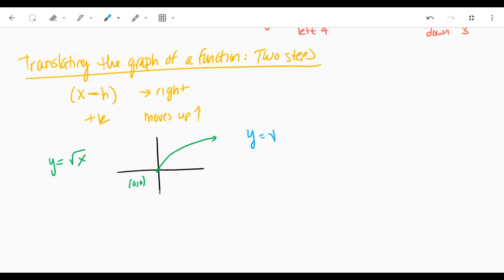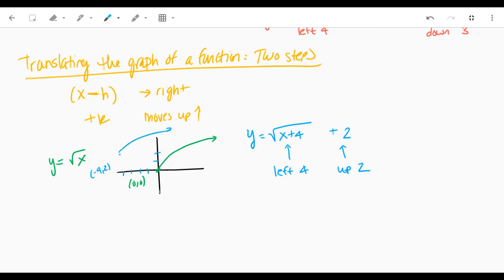y equals the square root of x plus 4. And then outside of the radical, they have plus 2. Okay, so this tells me since it's x plus 4, I'm going to move left 4. And this, at the end, it moves me up 2. So I'm going to take that 0, 0 and move it left 4 and up 2. So it's at negative 4, 2.